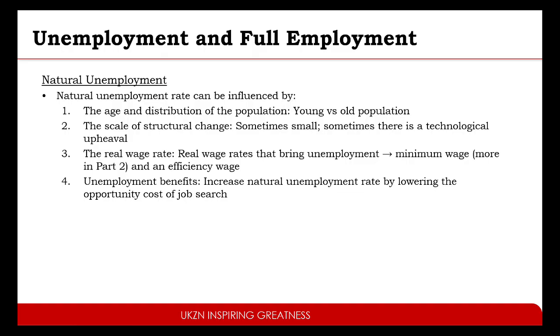The age and distribution of the population, young versus old. If there are too many younger people, they may not get jobs because they don't have experience. Structural change: when there is a lot of change in society, such as AI, a lot of people lose jobs. Real wage rate: you are not getting enough money from your salary because prices of products have become very expensive. So your real wage rate means you're not getting as much product as you could. Basically, your salary is too low.